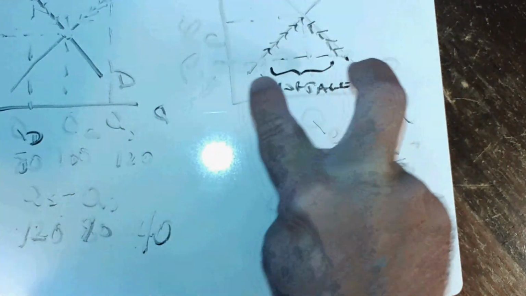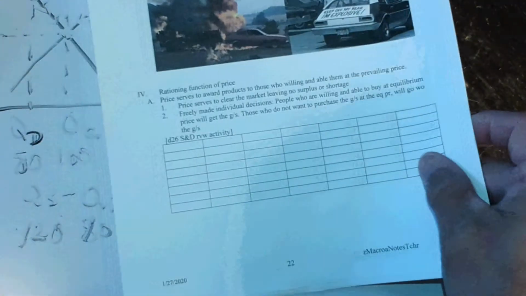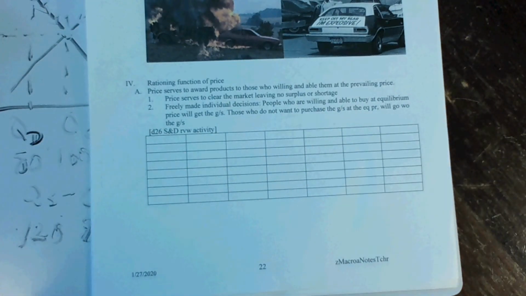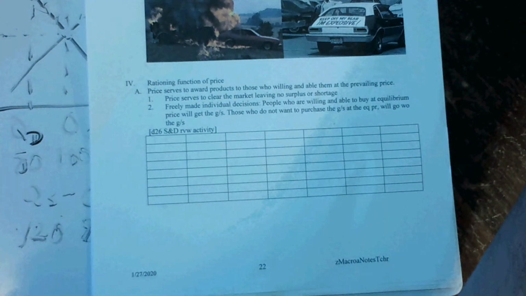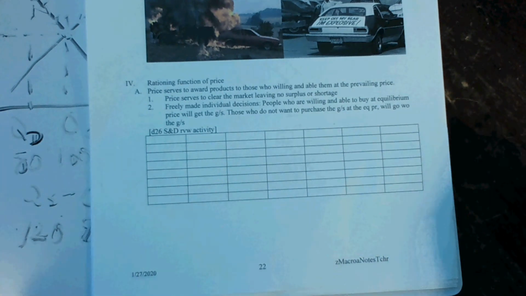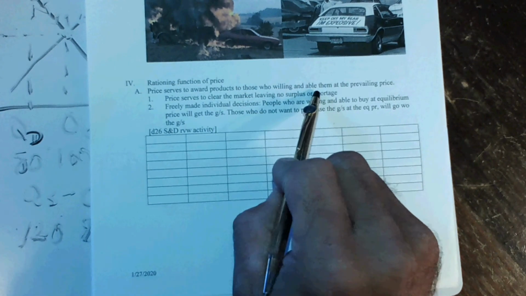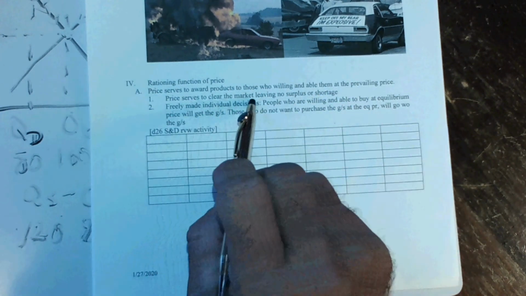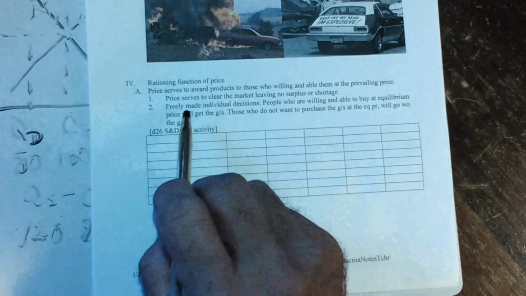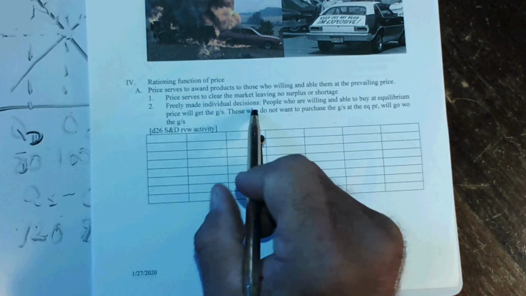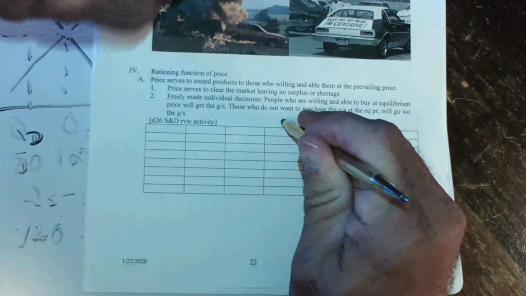This idea of equilibrium and its adjustment from a disequilibrium has price serving a rationing function. You may not like prices, but if it weren't for prices, people who came before you would have taken all of the goods, and there'd be none waiting for you. The rationing function of price prevents lower value users from taking any quantity away. And so price serves to award products to those who are willing and able to pay for them at the prevailing price. Price serves to clear the market, leaving no surplus or shortage. And these decisions are freely made by individuals, both the producers and the consumers.